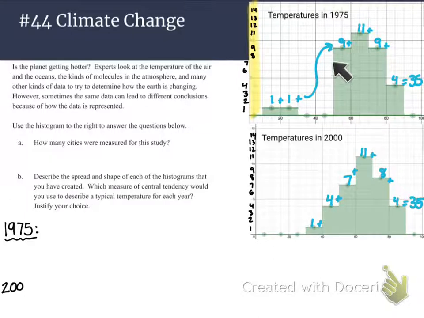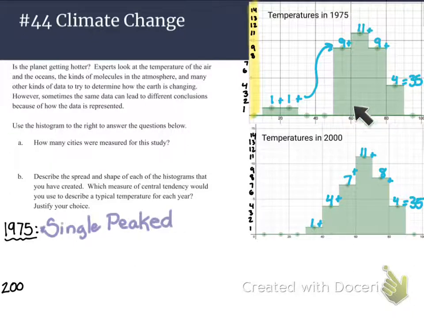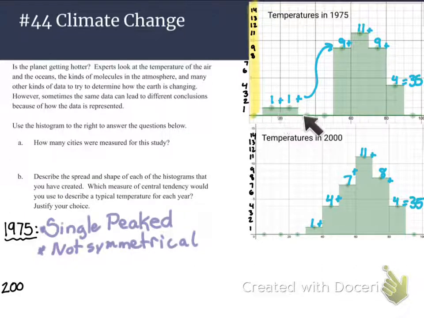So I'm looking at 1975 first. I'm noticing this has one big central peak, so I would think of this as being single-peaked. If I were to draw a line down the center of this histogram, the right half would definitely not match the left half. Remember, it doesn't have to be exact, but if we're approximating, it looks like there's a big gap here. So that obviously wouldn't be the same thing. So I'm going to say it's non-symmetric. You could also write down asymmetrical. And then lastly, it looks like these two data points could be outliers. So I'm going to write that down as well.